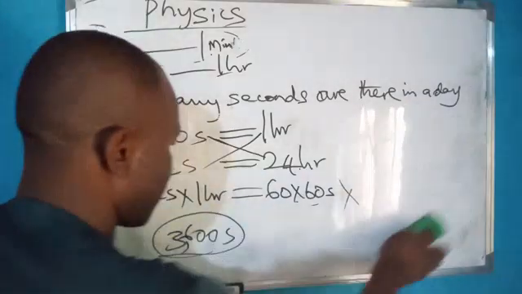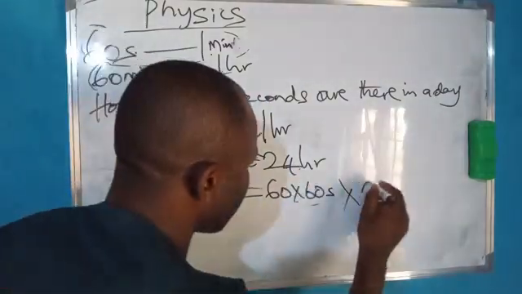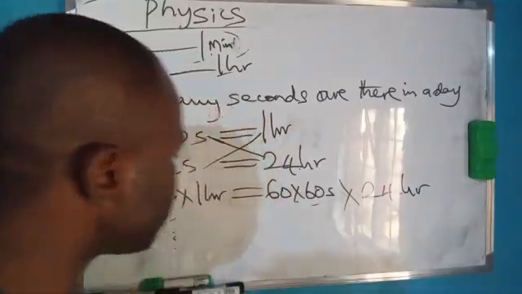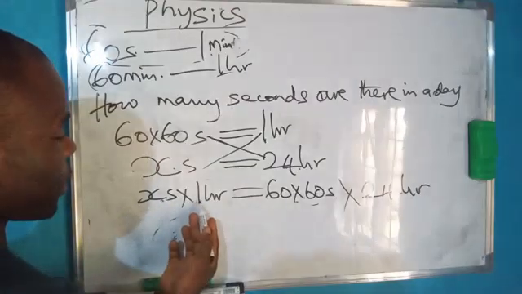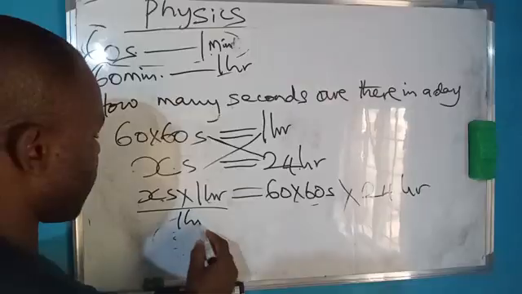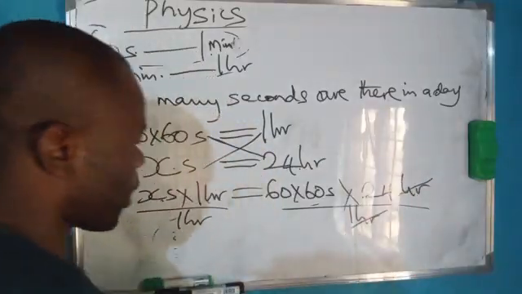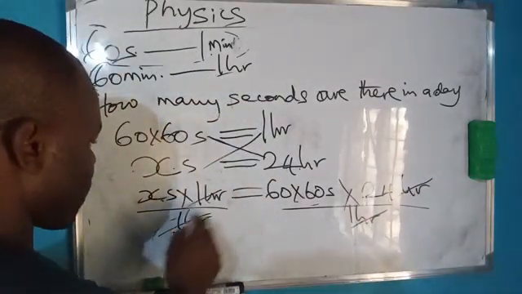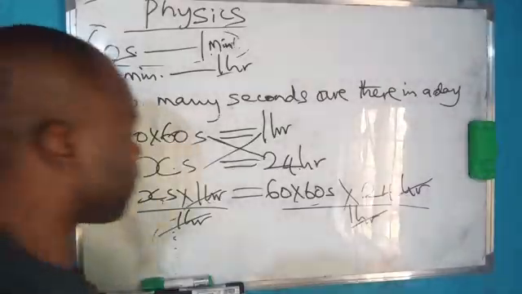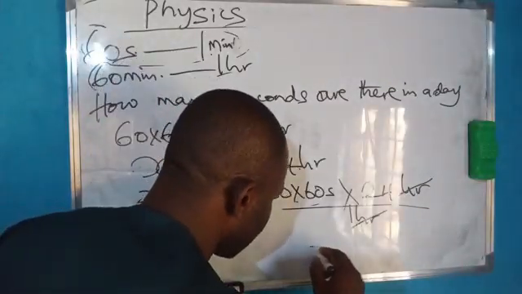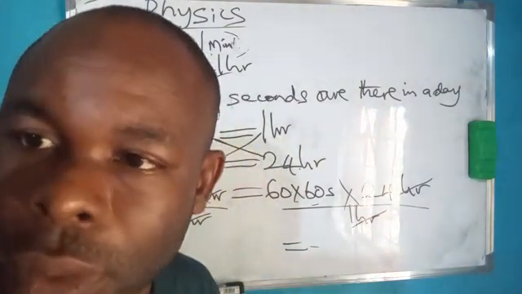That's it. And if you want to compound it, okay? Now you see, times 24 hours. Divide both sides by the coefficient of x. And the coefficient of x second is 1 hour, right? All over 1 hour. So let this hour cancel this hour, and let this cancel this. We'll have x second equal to 60 times 60 seconds times 24.